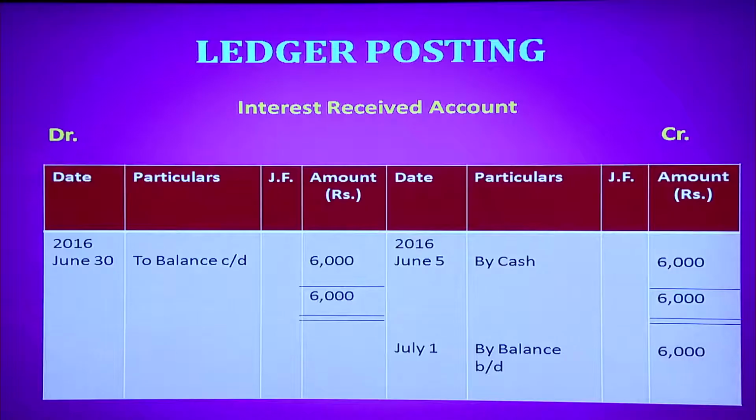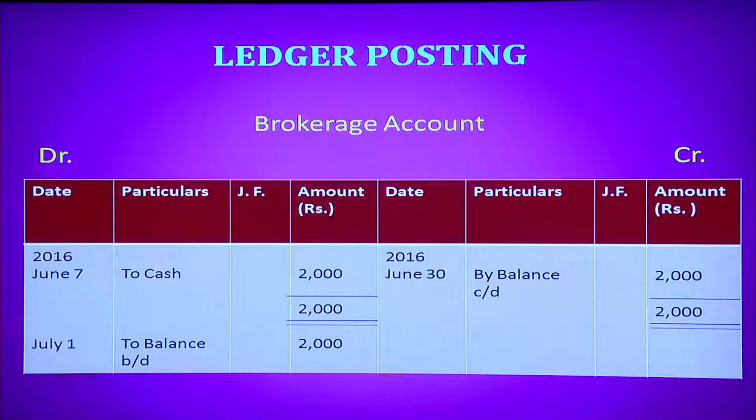Then interest received account. So, our journal entry was cash account debited to interest received account. So, in the journal also we gave a credit to the interest received account. So, on the credit side of the ledger account of interest received account, we shall write by cash account for 6,000 rupees. Next we move on to the next ledger posting, which is of brokerage account.